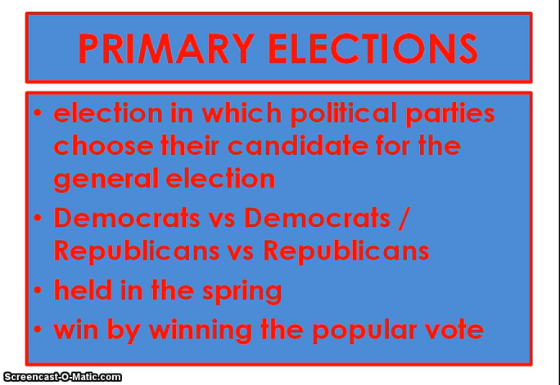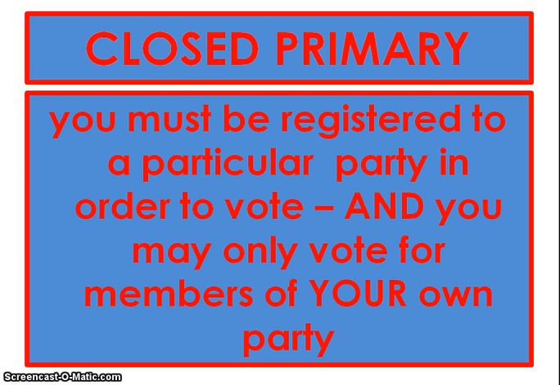Now, in Pennsylvania and in many states, we have what is known as a closed primary. And what this means is that you have to be registered to a particular party in order to vote. Okay, for example, the Democrats and Republicans are the only candidates who hold primaries in Pennsylvania for the most part. Other parties choose their candidate through conventions and meetings, but the Democrats and Republicans choose their candidate through the primary.